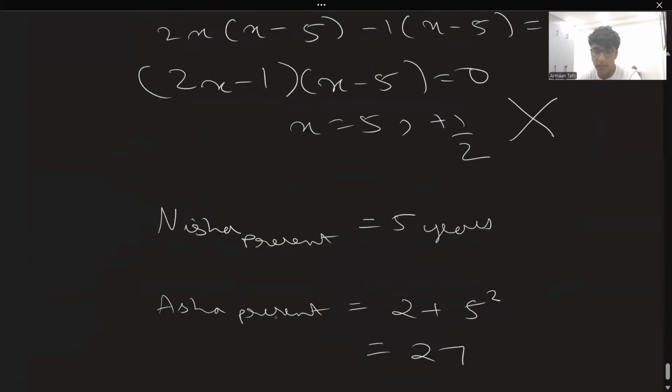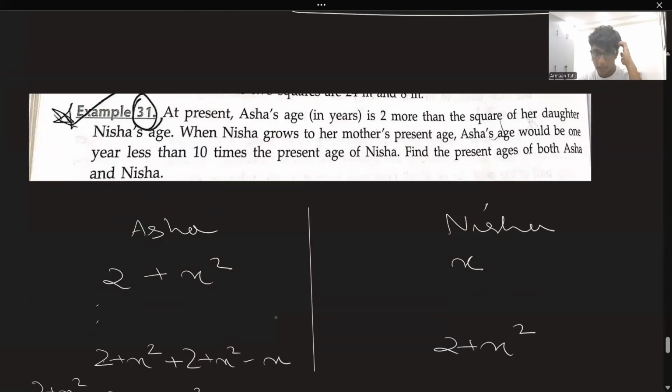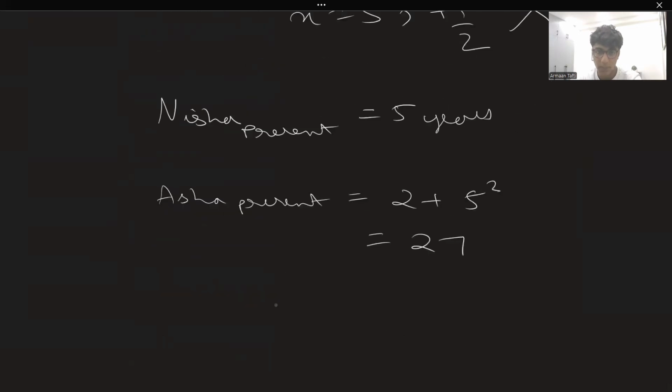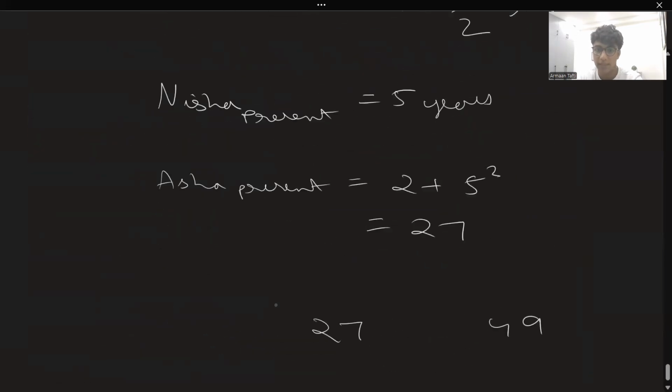Now, again, let's plug in our values and see if we're correct or not. We've been told that when Nisha grows to her mother's present age, so when Nisha becomes 27 years old, her mother will be how old? 22 plus 27, she'll be 49 years old, right? Because it'll take her 22 years to reach that, and 22 plus 27 is 49. And they have told us that Asha's age will be 1 year less than 10 times the present age of Nisha. So 10 times the present age of Nisha is 50, and one less than that is 49. So there we go. We got our answers, and they match.